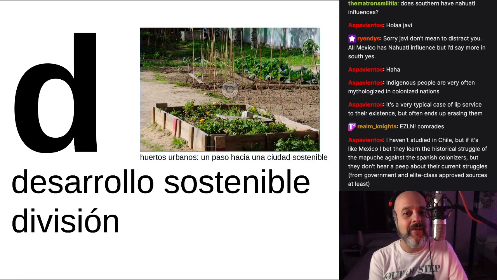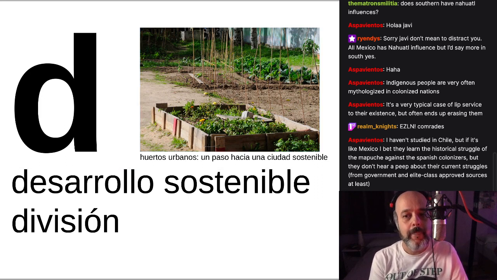So this is an urban farm in Madrid, un huerto urbano, in my home city of Madrid, where I was born and raised. I was gone and I'm back.